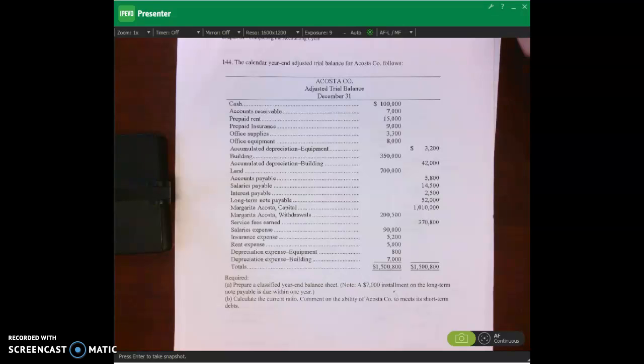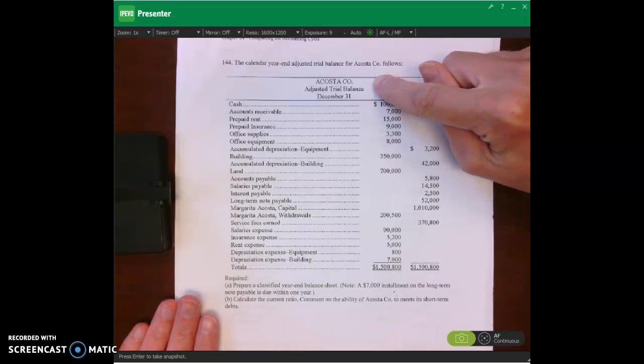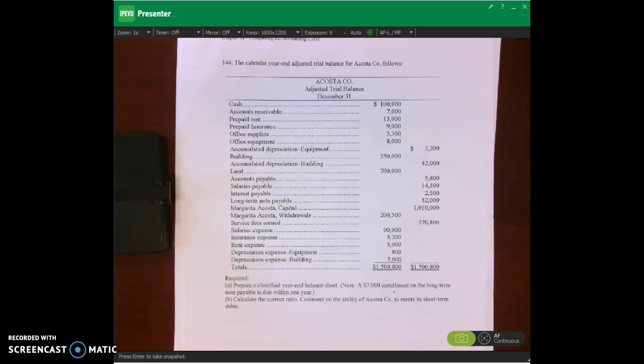Hello and welcome. I just wanted to take a second to go back over this problem in a little bit more detail. I felt like I didn't explain it well enough, so I wanted to explain it in a little more detail, okay?